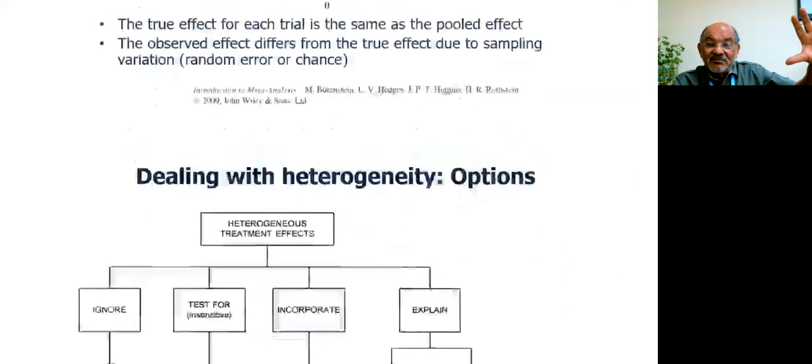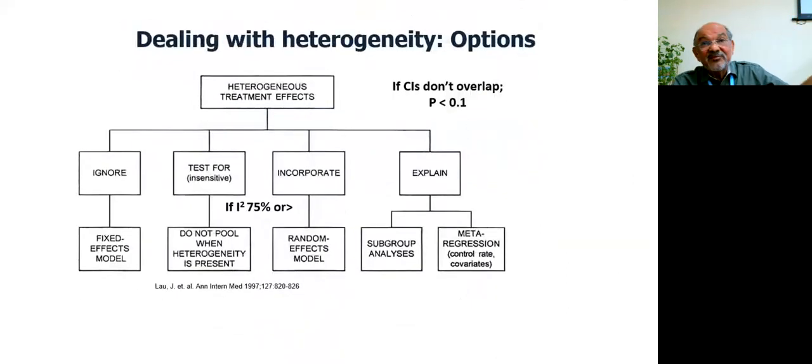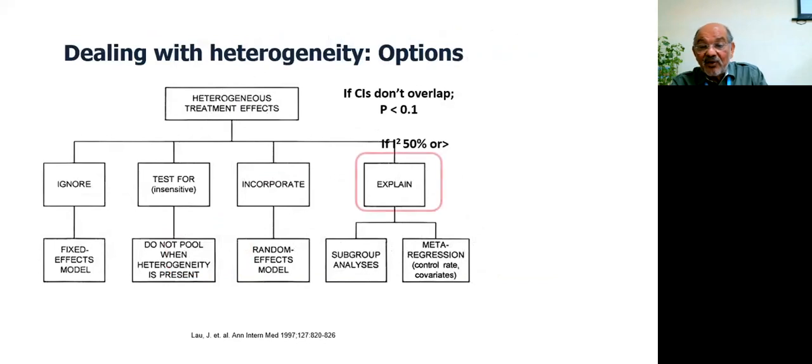Okay. Now, the other option is if you get 75% or more, then don't pool. It makes no sense to pool. But if you get somewhere in between, that is when you have to worry.